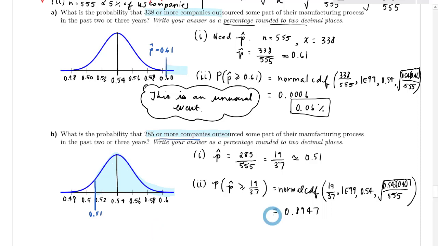Okay. And rounded to 2 decimal places as a percentage would be 89.47%. And we predicted this because 0.51 was in between the first and second standard deviation away. We knew it was going to be between 68 and 95%, and sure enough, it is.